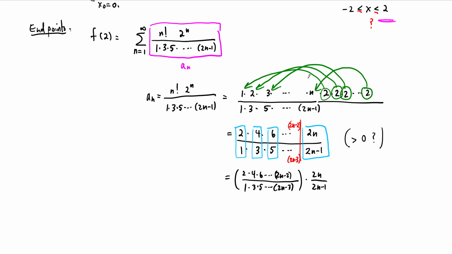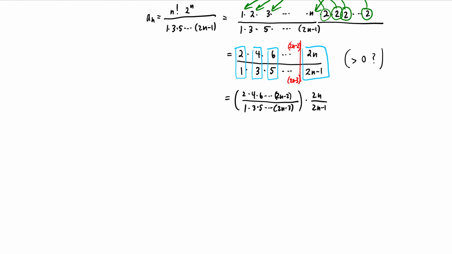And what I'm going to do now is apply a kind of squeeze theorem argument and say, look at this. This first term, this beginning stuff, is absolutely bigger than 1. Every one of the terms on the top is bigger than the terms on the bottom. There are the same number of them. They correspond in quantity, and then in magnitude, the ones on top are bigger. So this term is bigger than 1.